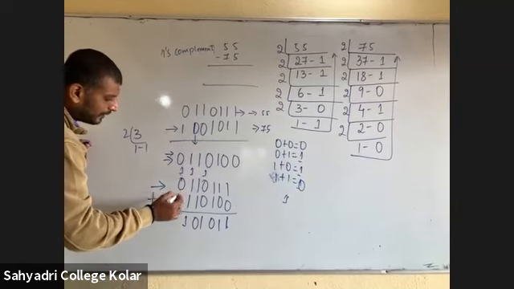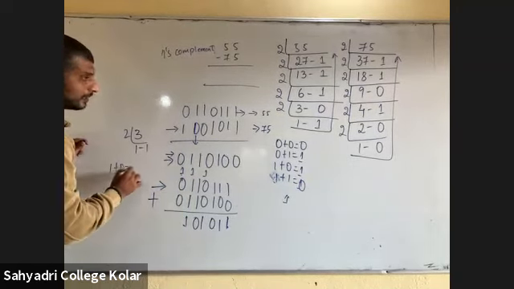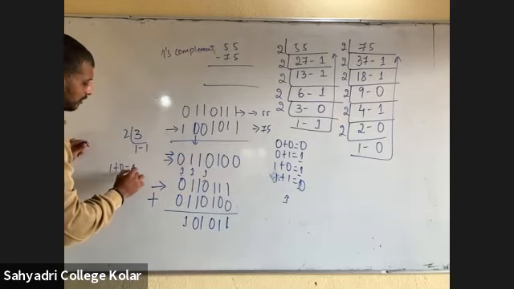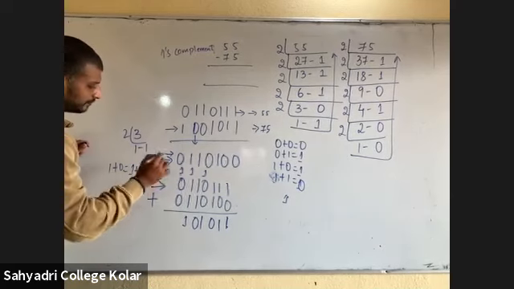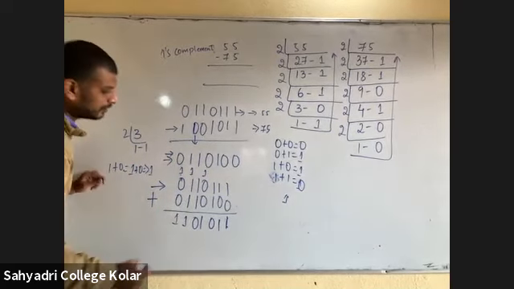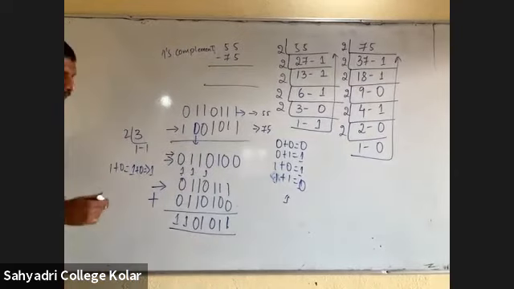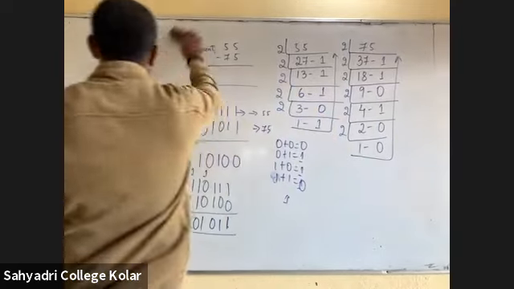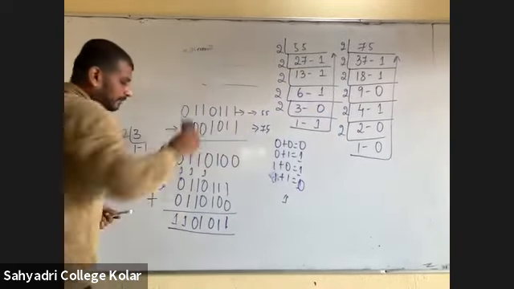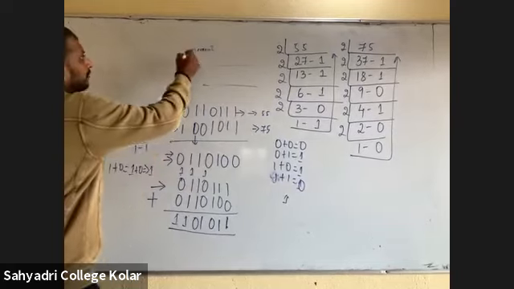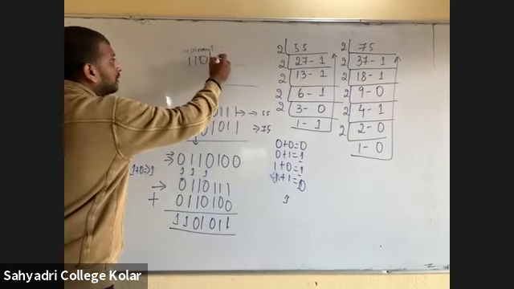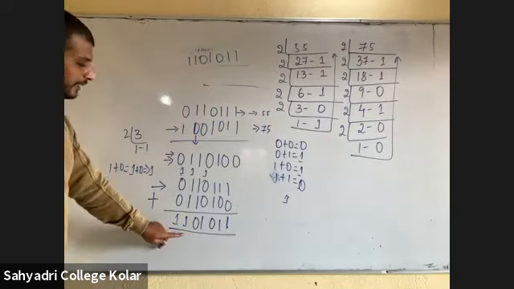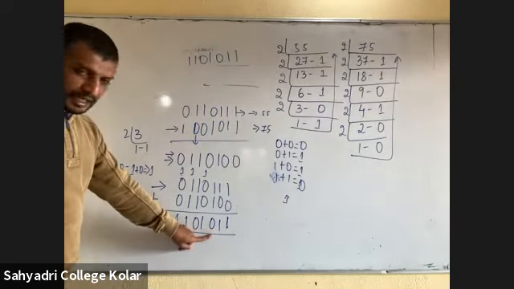So 1 plus 0 plus 0. 1 plus 0 is nothing but 1. Again you have 0. 1 plus 0 is nothing but 1. So you have it like this. So I have got this particular number. What is the number I have got? 1101011. So after performing the addition, this is the result I have got.